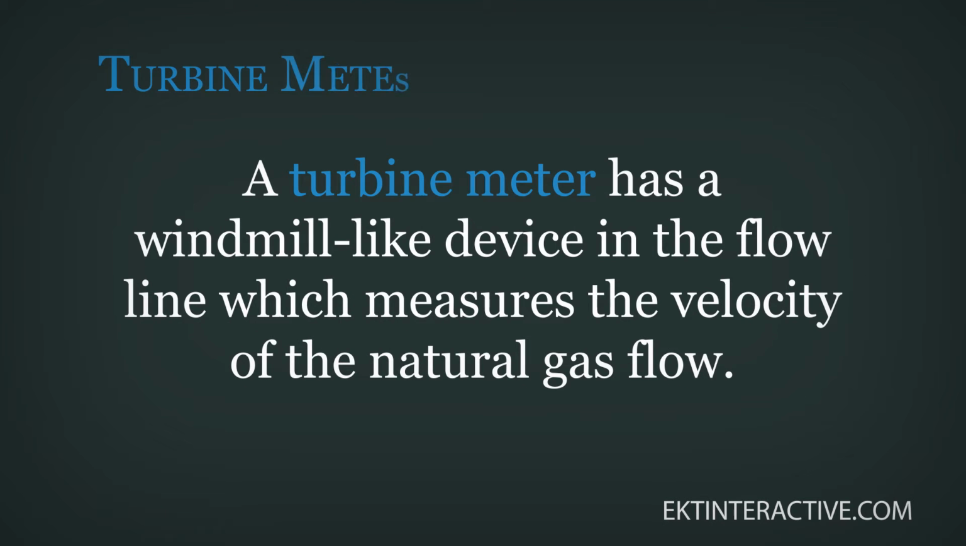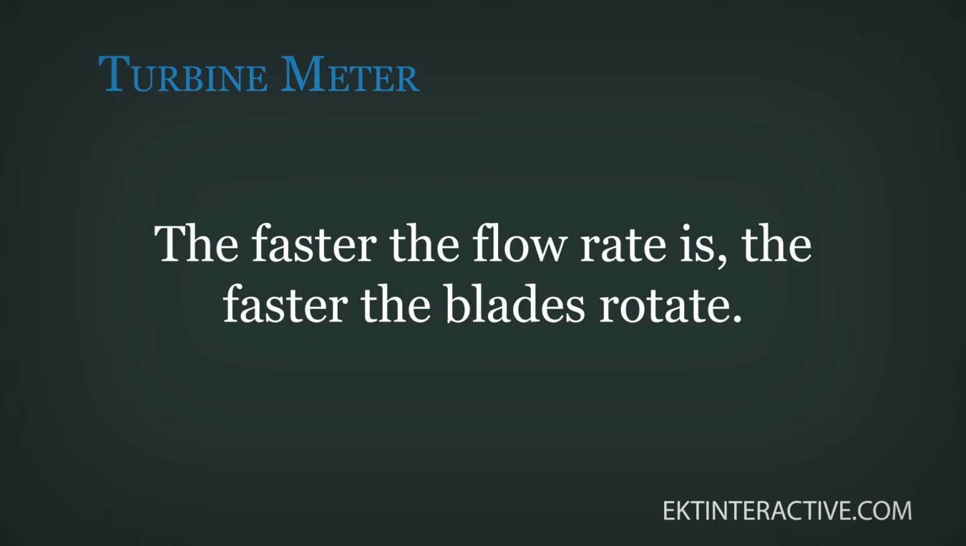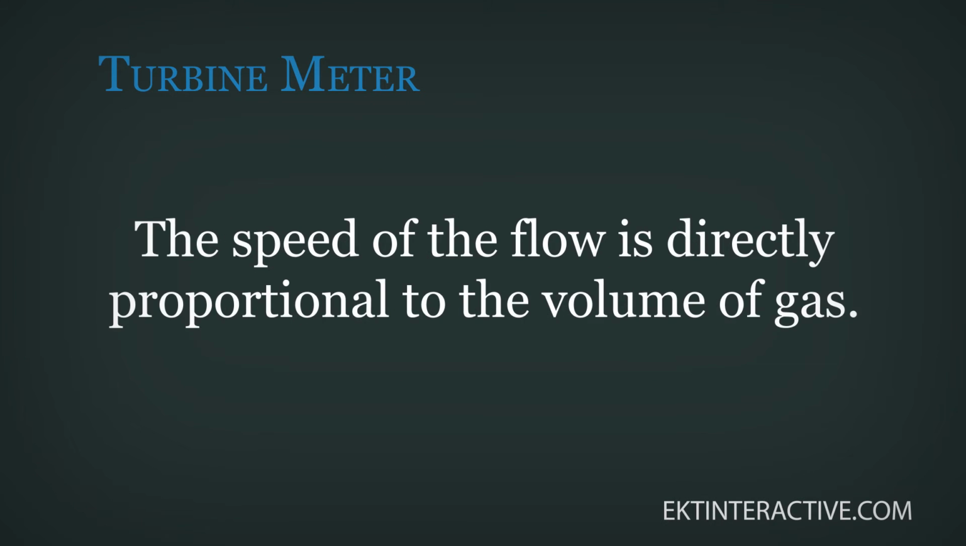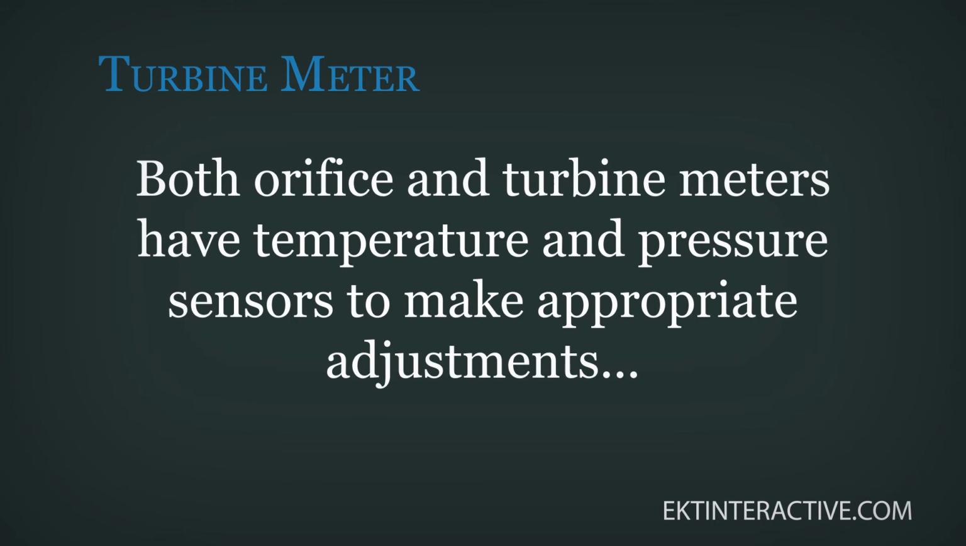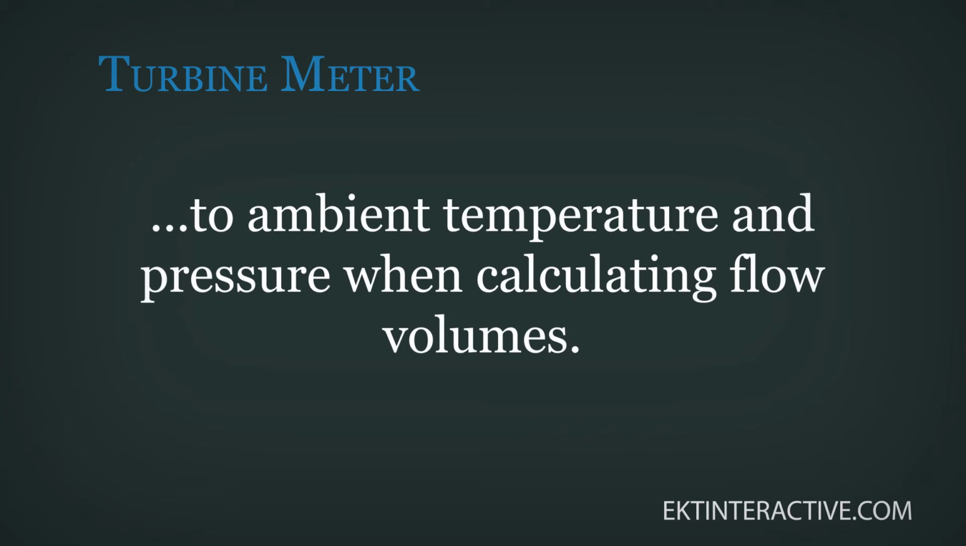A turbine meter has a windmill-like device in the flow line which measures the velocity of the natural gas flow. The faster the flow rate is, the faster the blades rotate. The speed of the flow is directly proportional to the volume of gas. Both orifice and turbine meters have temperature and pressure sensors to make appropriate adjustments to the ambient temperature and pressure when calculating flow volumes.